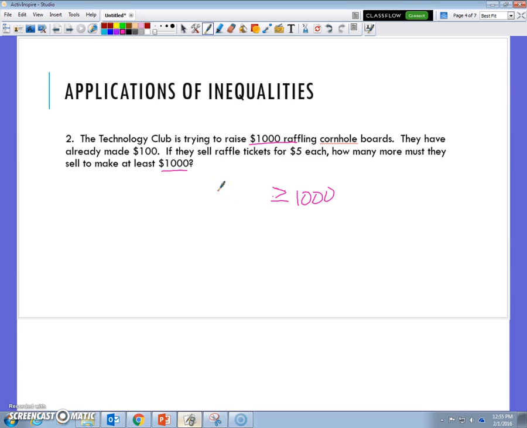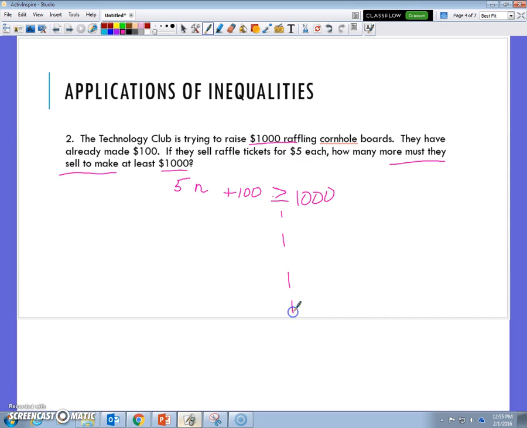All right, they have a constant. They already made $100. That's not going to change. They've always got that $100 in their pocket. We call that a constant, and we don't put a variable on our constant. It says, how many more must they sell? This is our unknown, how many they're going to sell. So I know they're going to make $5 for every one that they sell. So if I can figure out what n is, I know how many it'll take to equal 1,000, or I can say they can sell more than that and be more than 1,000.